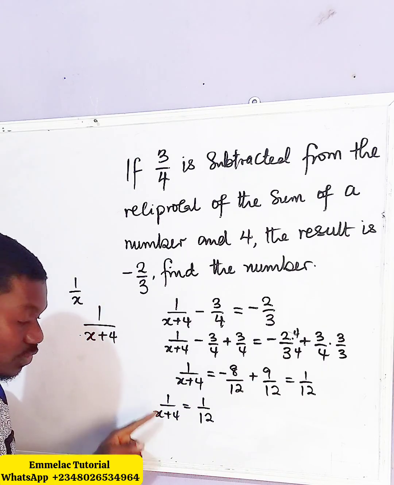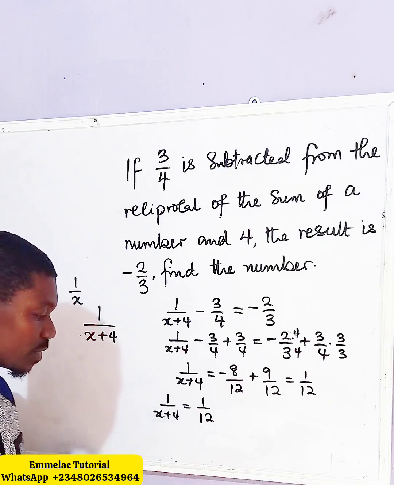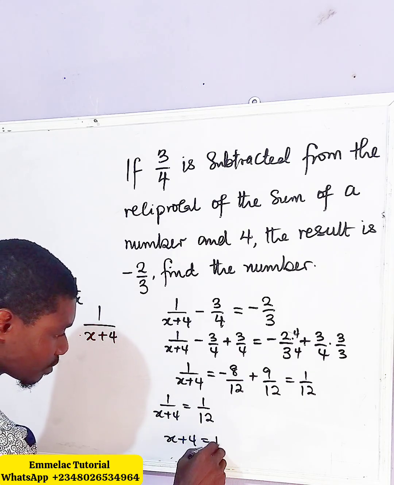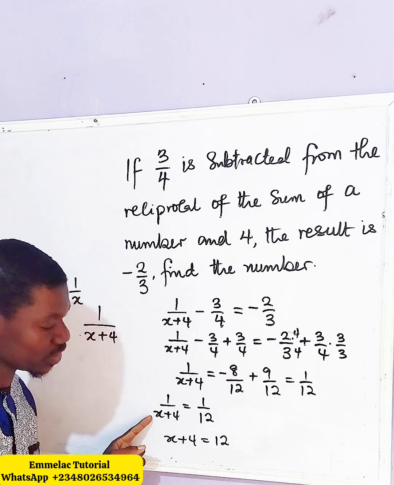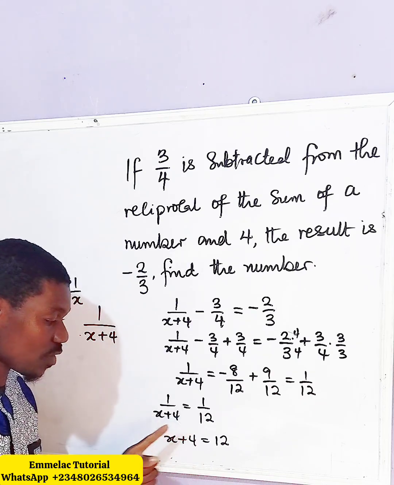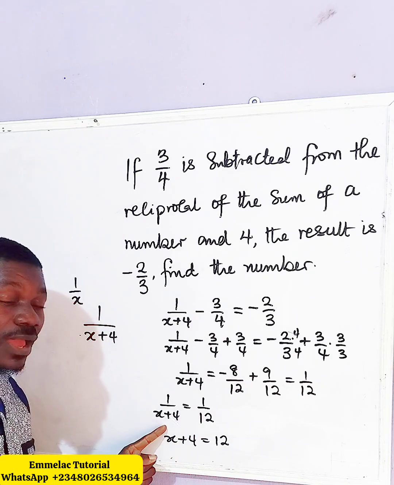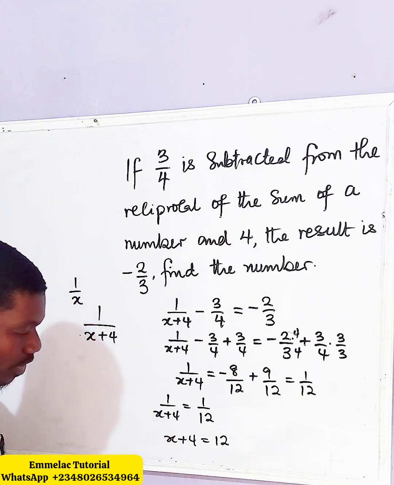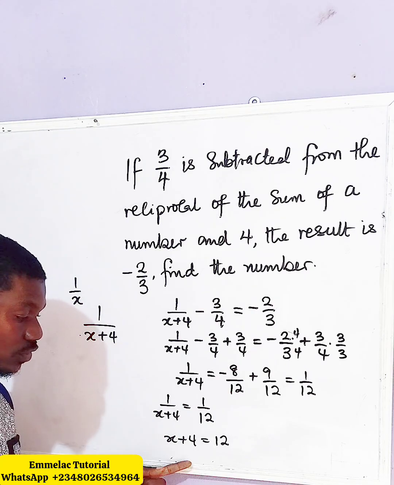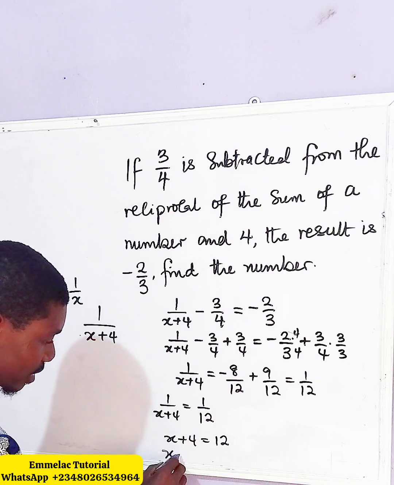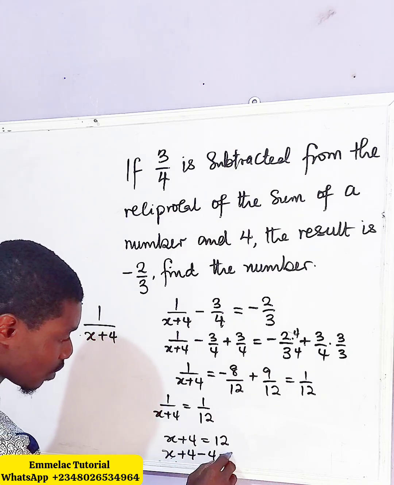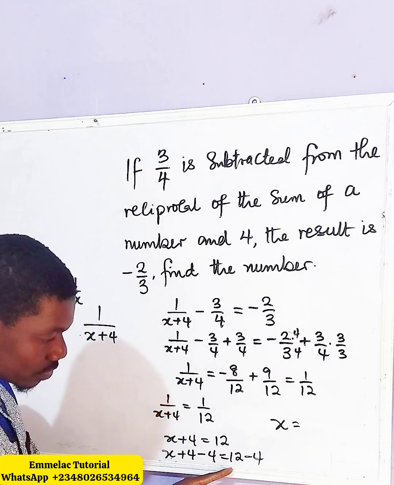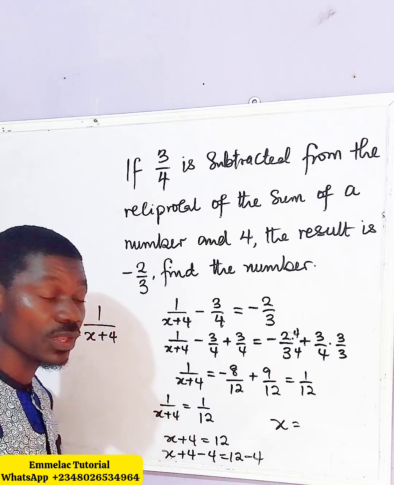Now take note, since this is the reciprocal of x plus 4, and this is also a reciprocal, we can agree that x plus 4 will give us 12. This is when we undo the reciprocal of 12 and undo the reciprocal of x plus 4. At this point we can subtract 4 from both sides. We have x plus 4 minus 4 equals 12 minus 4. So our x will give us 12 minus 4, that should give us 8.